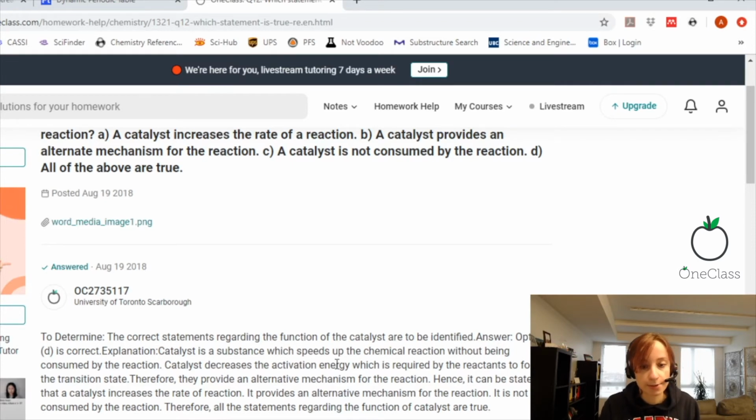So a catalyst decreases the activation energy, which is required by the reactants to form the transition state. Therefore, they provide an alternate mechanism for the reaction. So the catalyst kind of provides like a shortcut for the reactants to be able to react with each other faster, so that they form products faster.